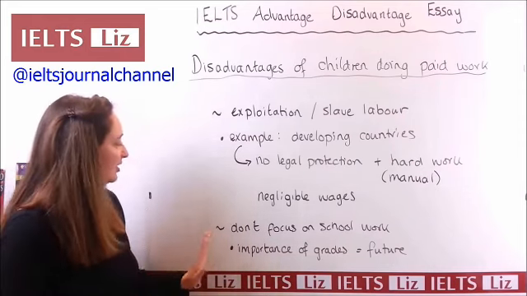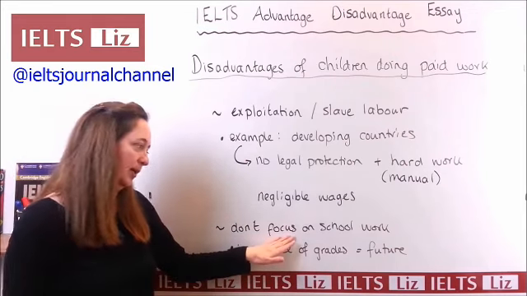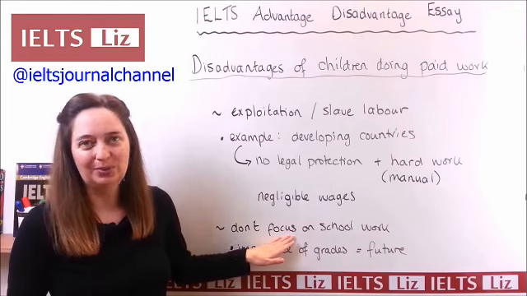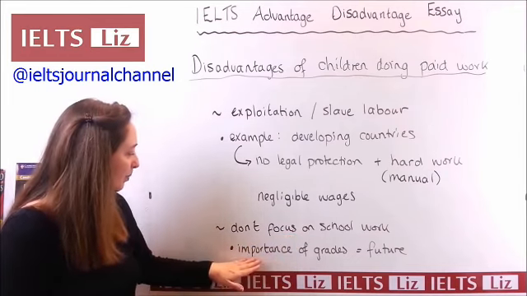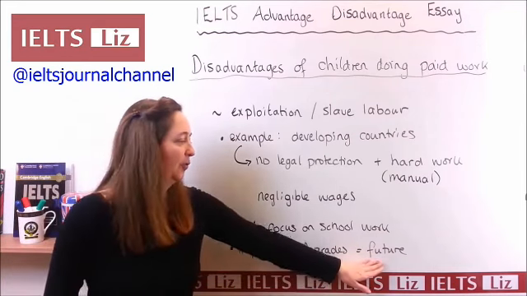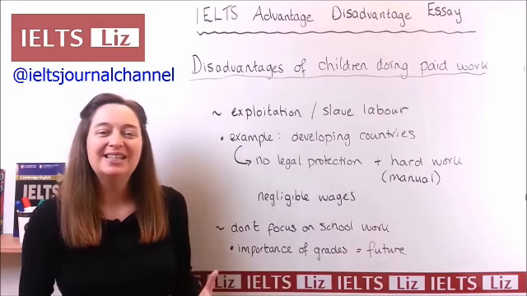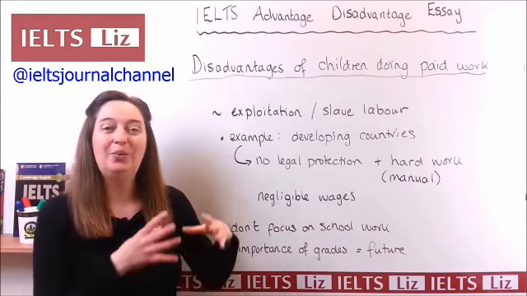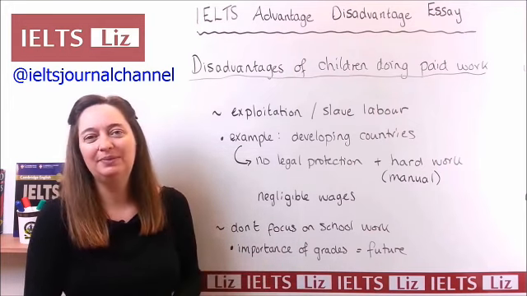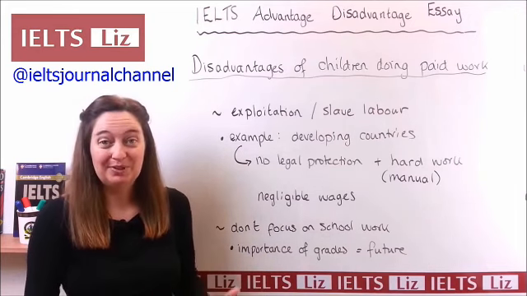The second disadvantage is about schoolwork. Now, if children are doing paid work, they can't focus on their schoolwork, which is a problem. And the problem will be that good grades are important for their future. You can see that we've got 2 disadvantages, but we had 3 advantages. Is it important to have an equal number? No, not at all. It's up to you.